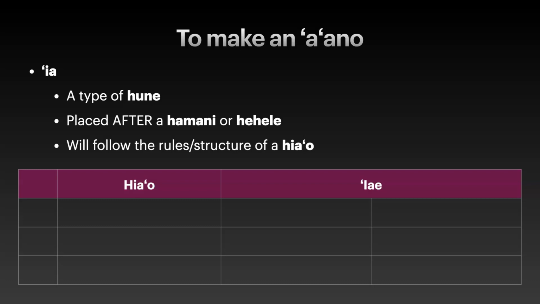That's why if you want to use an ʻaʻano but with an ʻia, you have to make it a hamani first. When we attach ʻia to a hamani or a hehele, it's going to then follow the rules and the structure of a hiaʻo, like if we were to use a regular ʻaʻano. So for the hiaʻo, in the poʻo, we have an ʻaʻano, but in the ʻIae, we're going to have a hamani plus ʻia or a hehele plus ʻia.